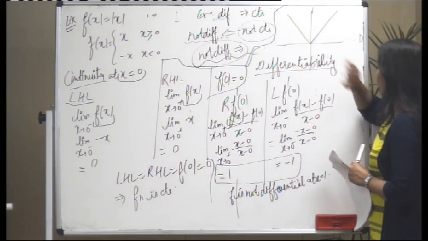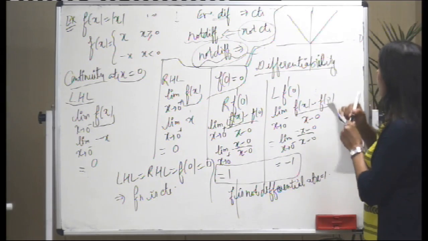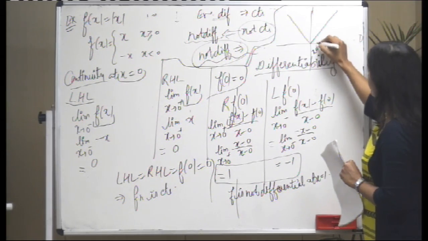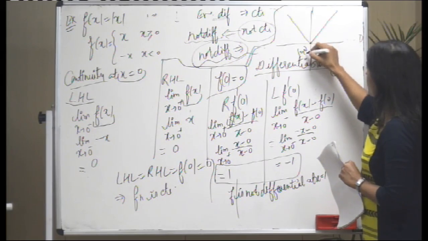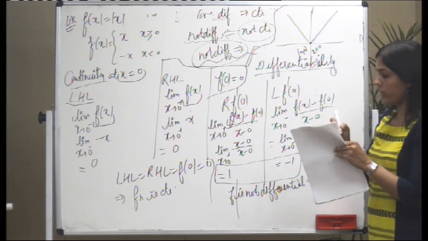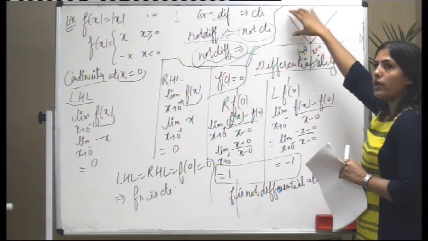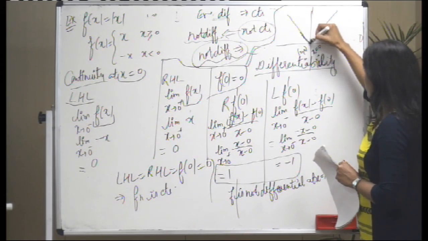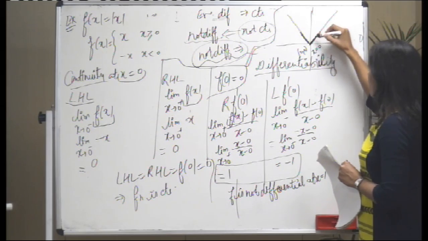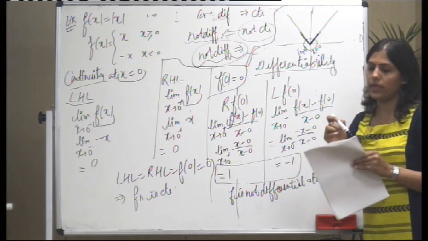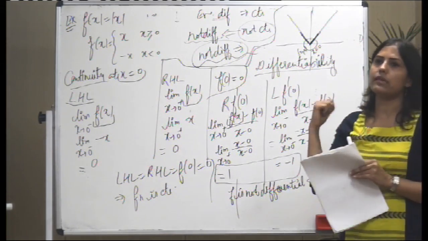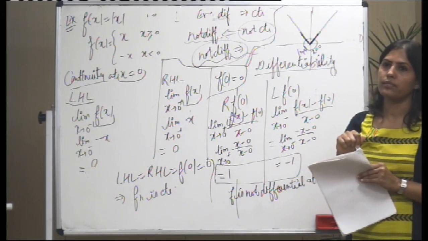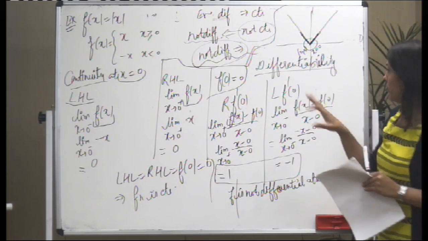Now in the graph, how do you check? This is your x equal to 0 point now. This point, origin, 0 point. In the graph, there should not be sharp corners. If there is a sharp corner at that point, the function will not be differentiable. This is basically the graphical meaning. Is it fine? And this is done now.